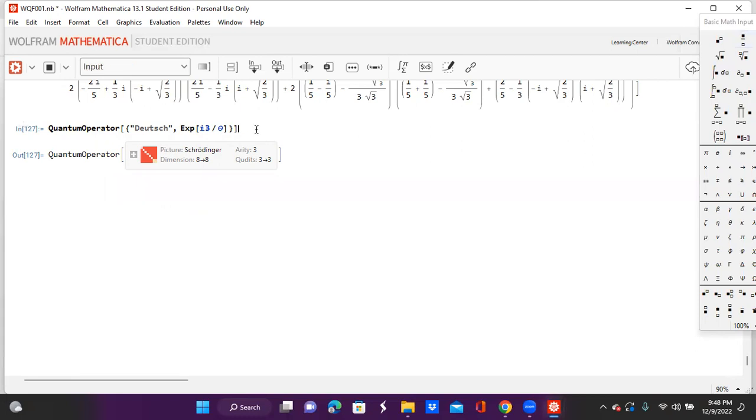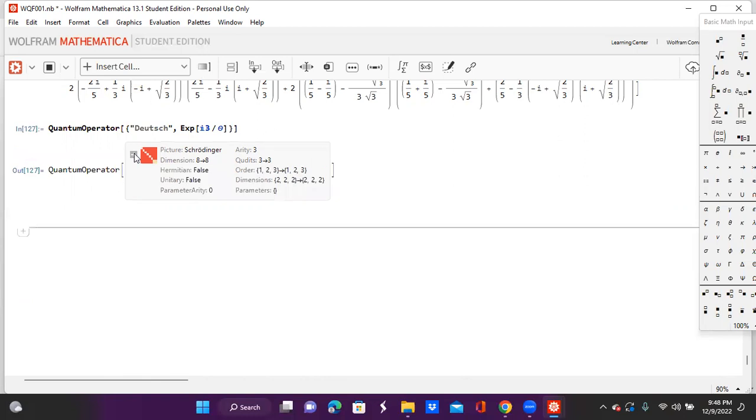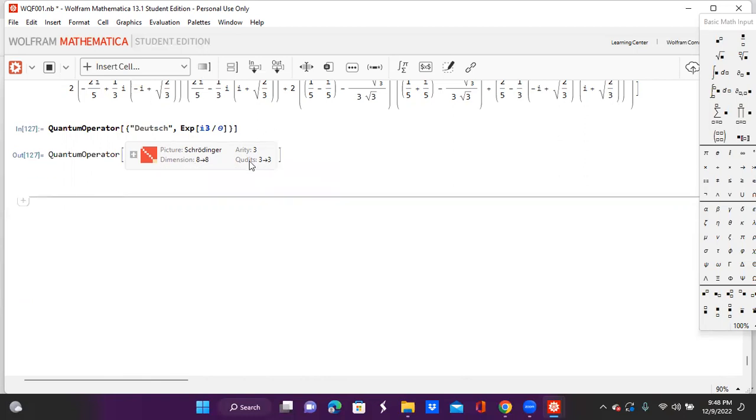So when we make these operators here, a good way I've found. So you see on the matrix plot, this is a higher dimensional object because Deutsch is three-dimensional.